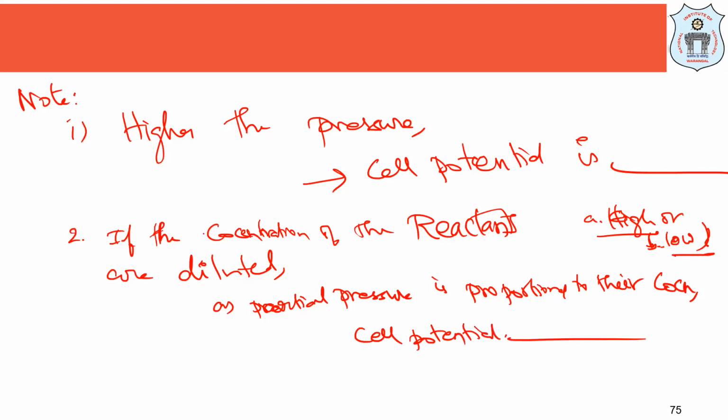So that is another question. If the concentration of the reactants are diluted, what will happen to the cell potential? The cell potential will become low or high? Answer your choice. It will be higher or lower. Okay. See, for the first case, higher the pressure, the cell potential will be higher. When the concentration is diluted, the cell potential will become lower. Okay.